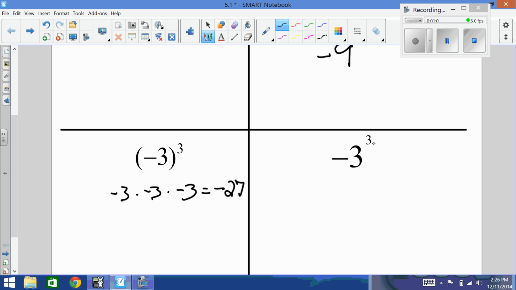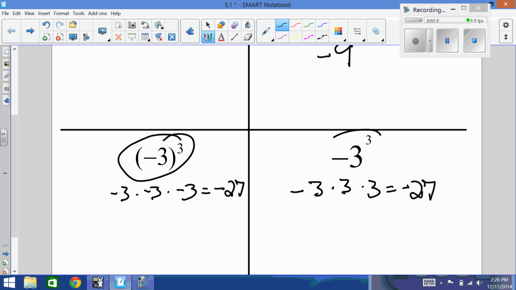Here the 3 is not inside, so that means we got -3 times 3 times 3. So we write 3 times 3 times 3, and then we have the negative. So that gives me a -27. Now this is a special case. Even though there's parentheses and no parentheses, I still get the same answer. That's just a special case.